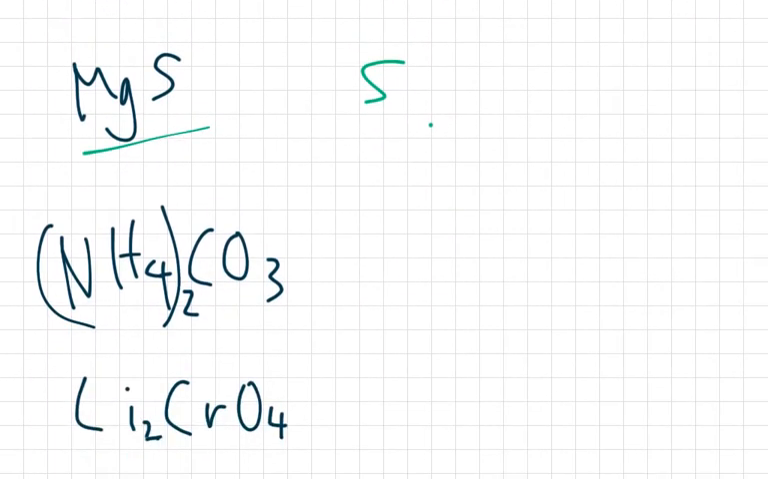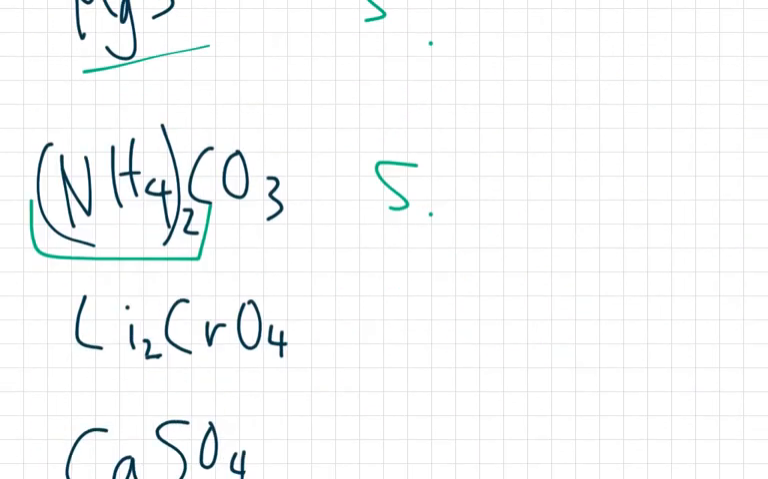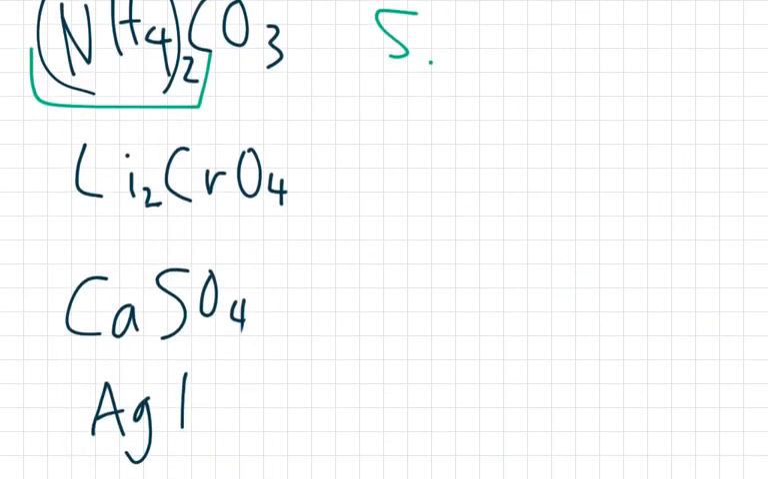Now, what about ammonium carbonate? Ammonium carbonate will be soluble because anything with ammonium in it is going to be soluble according to the very first rule of our chart. Now, what's our next compound? Lithium chromate. This is going to be soluble because lithium is an alkali metal, and all alkali metal cations are soluble regardless of what the anion is.